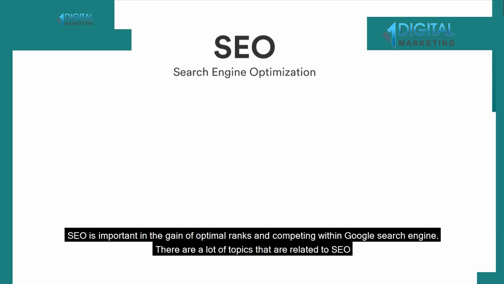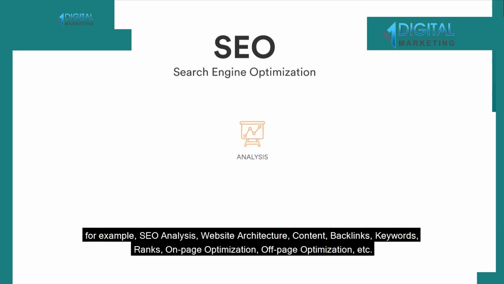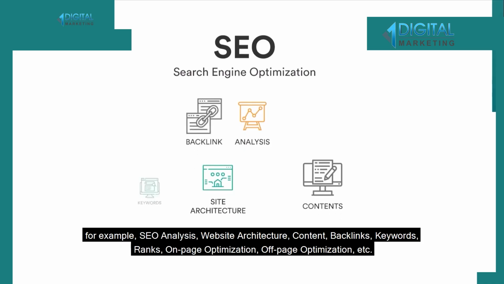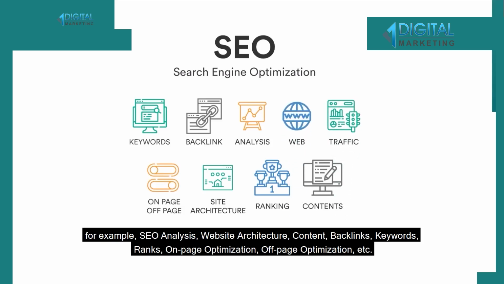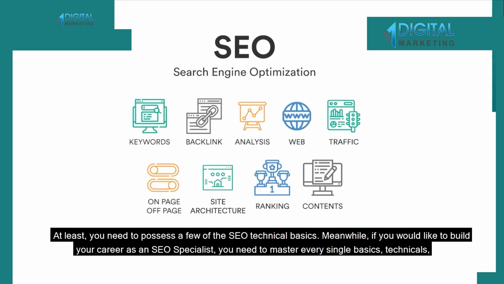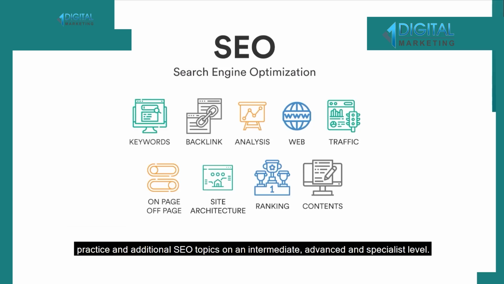There are a lot of topics that are related to SEO, for example, SEO analysis, website architecture, content, backlinks, keywords, ranks, on-page optimization, off-page optimization, etc. At least, you need to possess a few of the SEO technical basics. Meanwhile, if you would like to build your career as an SEO specialist, you need to master every single basic, technical, practice, and additional SEO topic on an intermediate, advanced, and specialist level.